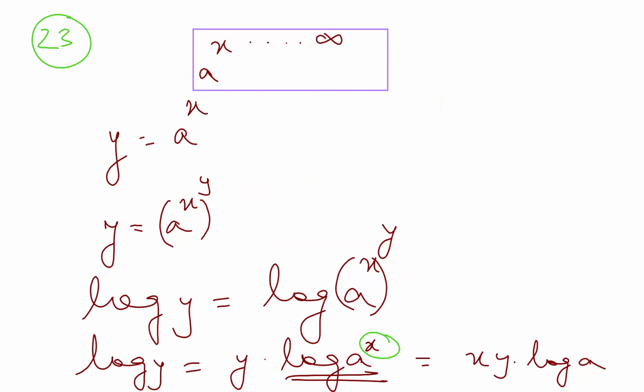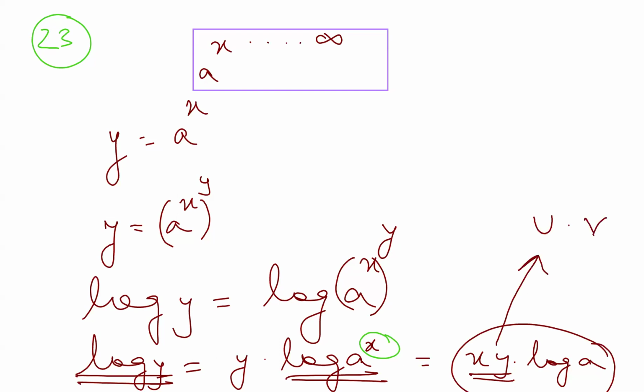Now we'll differentiate this with respect to x. Left hand side is very clear, 1 upon y d by dx of y. Right hand side: log a being a constant will go outside, and d by dx of x into y. Product rule will be applied. But log a being a constant will go outside.